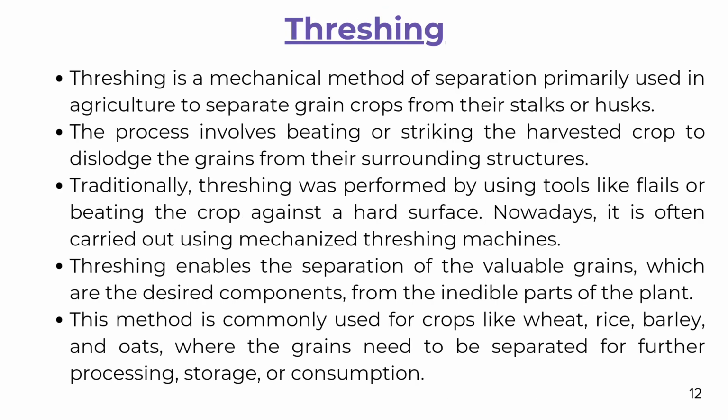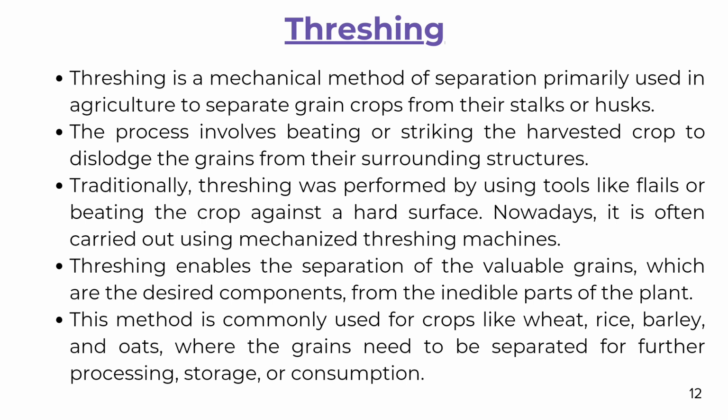Threshing. Threshing is a mechanical method of separation primarily used in agriculture to separate grain crops from their stalks or husks. The process involves beating or striking the harvested crop to dislodge the grains from their surrounding structures. Traditionally, threshing was performed by using tools like flails or beating the crop against a hard surface. Nowadays, it is often carried out using mechanized threshing machines.